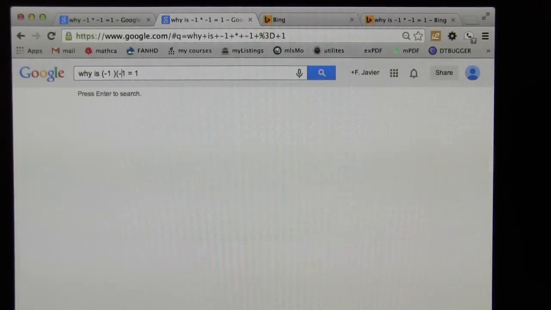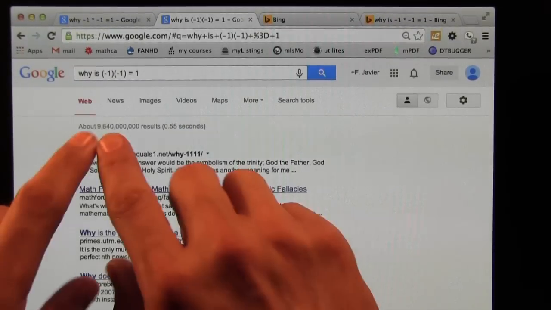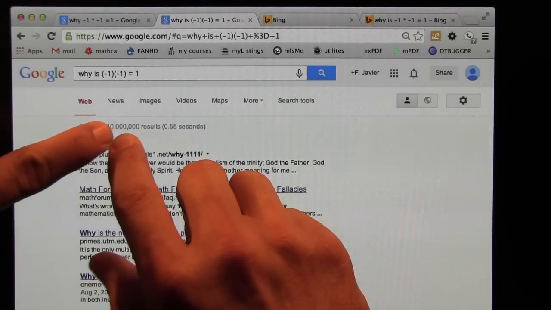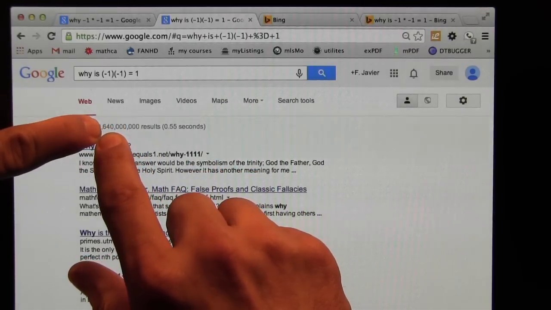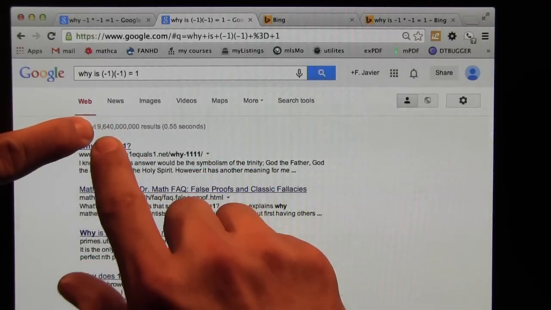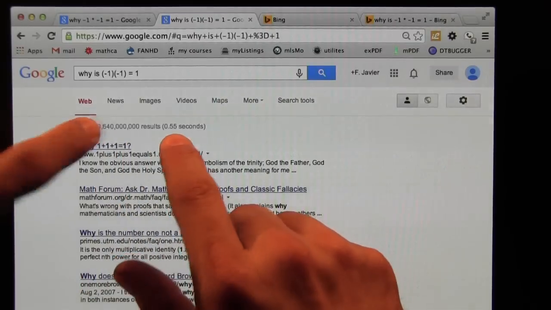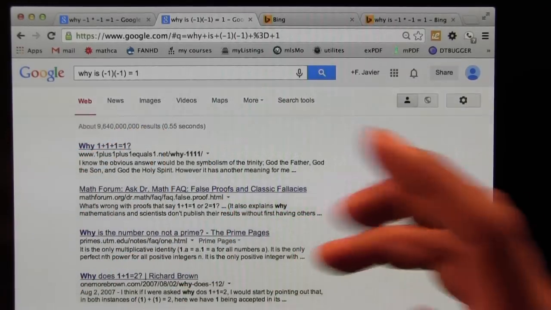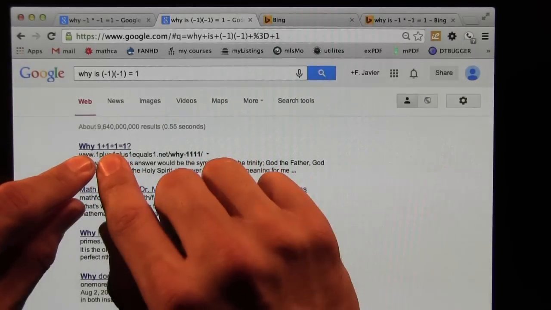No, wait. Maybe I wrote it wrong. Maybe I should change it to this with parentheses like this. Oh, good. I've got, let me see, those are thousands, hundreds of thousands, those are millions. Well, I got trillion. I got 9.6 trillion documents in a little over half a second. Surely there's something here. Wait, no, that's not it.